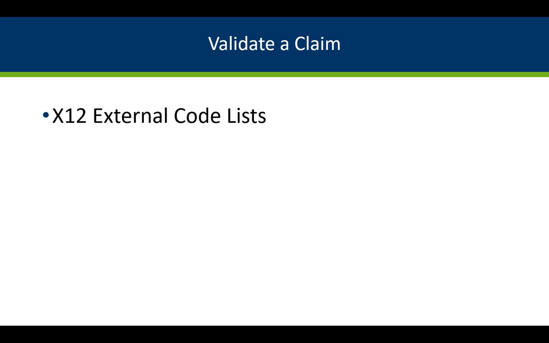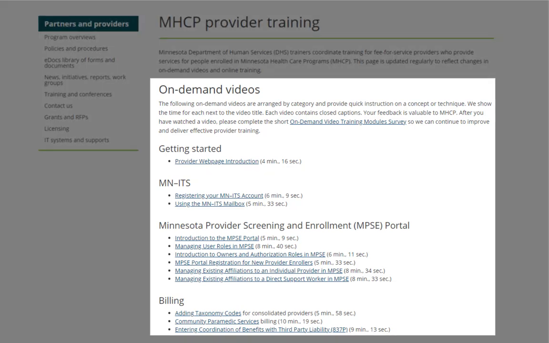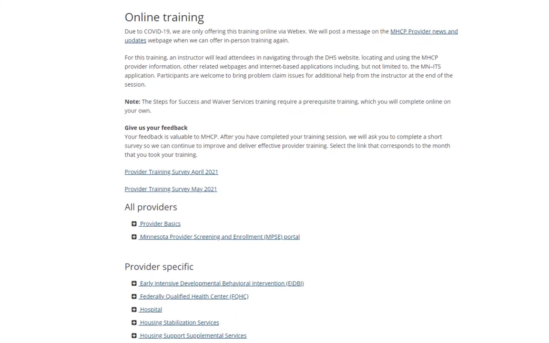In this video, you have learned how to validate a claim and use the X12 website to look up claim status codes. The Department of Human Services offers various training opportunities, including other on-demand videos and online sessions. You can register for the online sessions by visiting the MHCP Enrolled Provider Training page on the DHS Provider website.